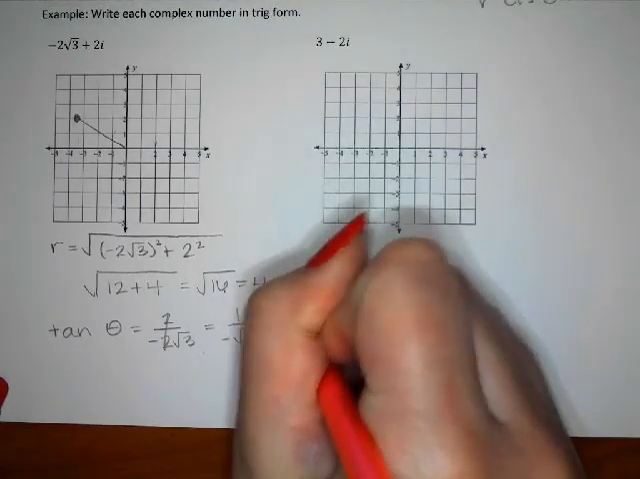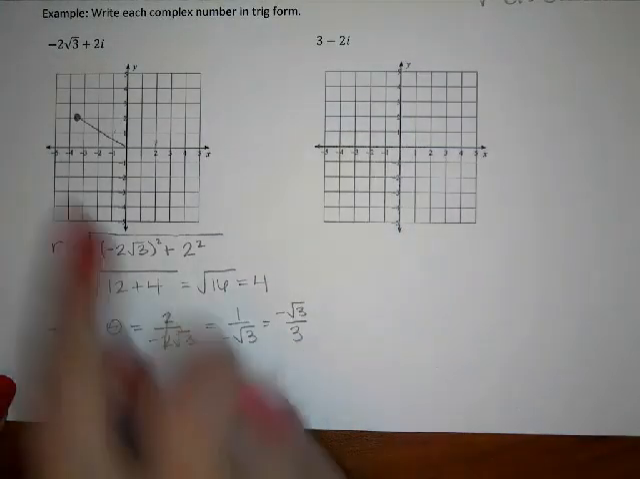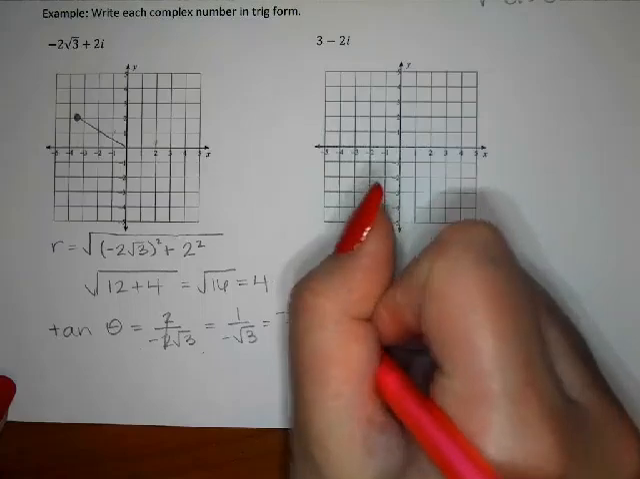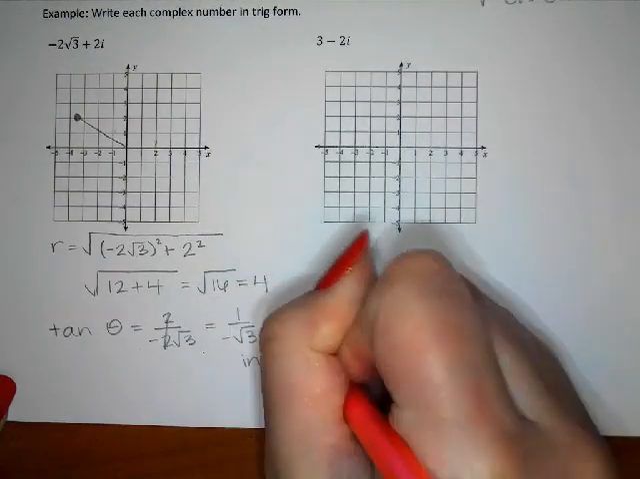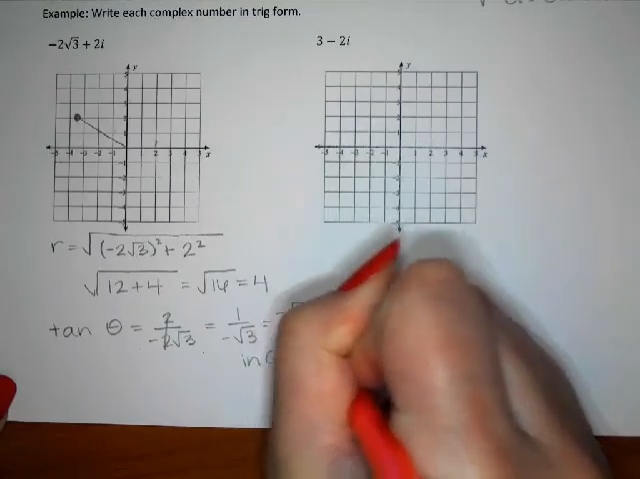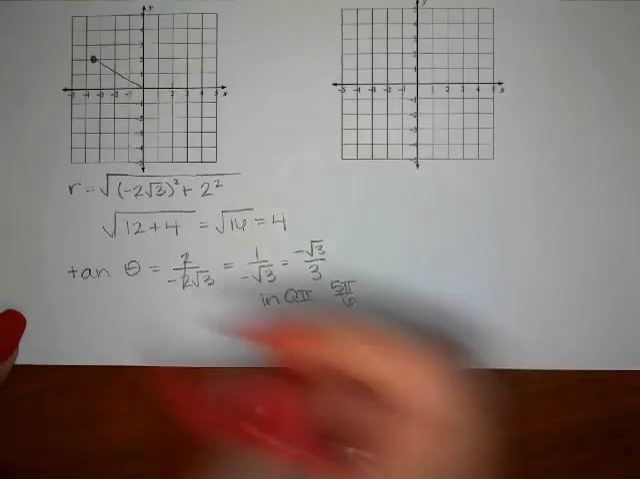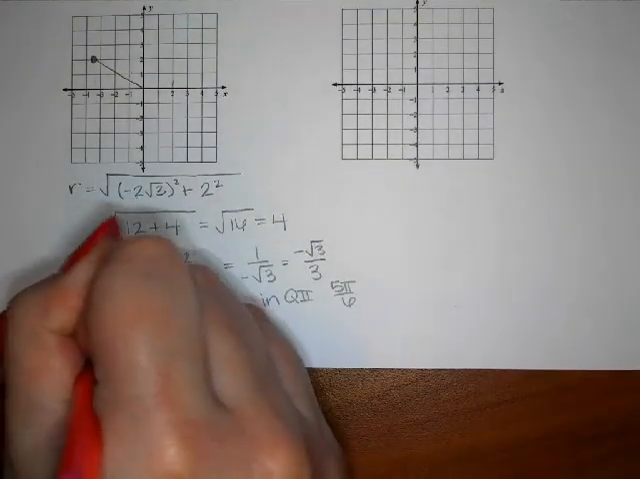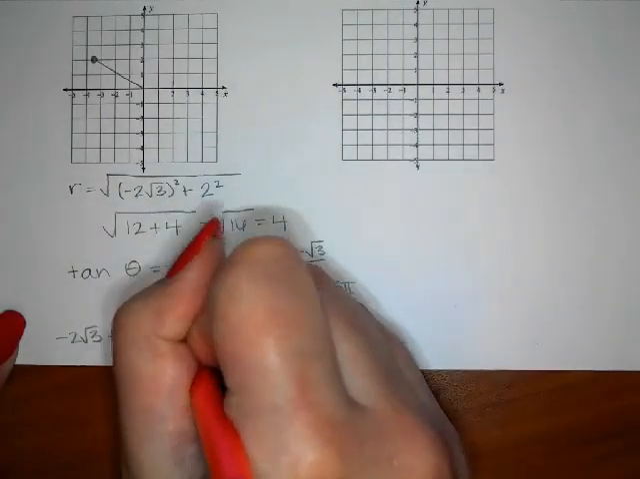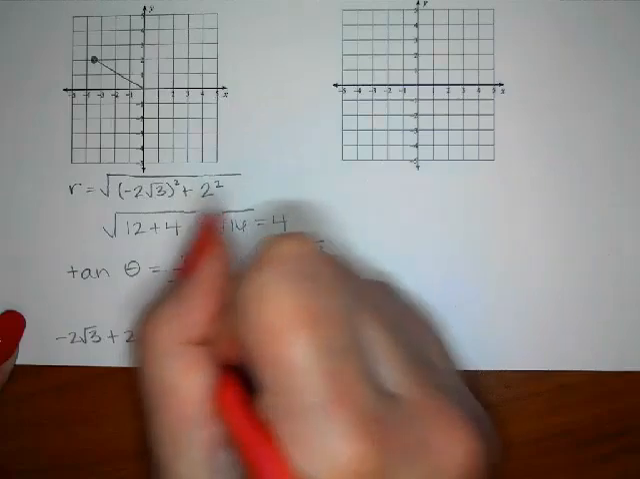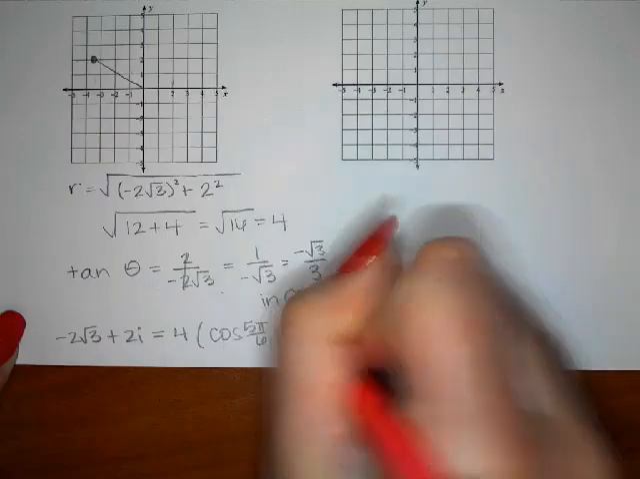So where on the unit circle do I get negative root 3 over 3? In the second quadrant, that is at 5 pi 6. So in quadrant 2, this is 5 pi 6. Okay, so now I can go ahead and write my complex number in trig form. So -2 square root 3 plus 2i in trig form would be the modulus 4 times cos 5 pi over 6 plus i sine 5 pi over 6.